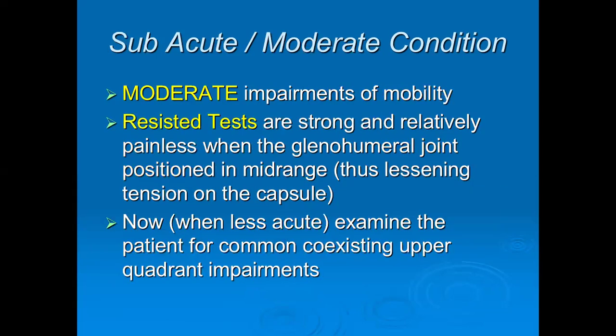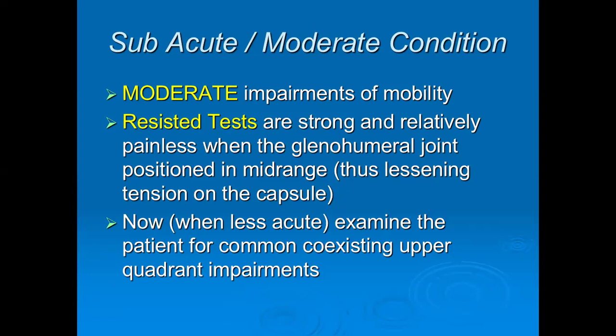If the condition is moderate, meaning there is more than 3 weeks of the condition, that is the subacute stage. So all the impairments of mobility will be moderate. Resisted tests may be normal, strong and relatively painless in the clinical joint position and the mid range, because the tension in the muscle is subsiding and the tension in the capsule has declined.